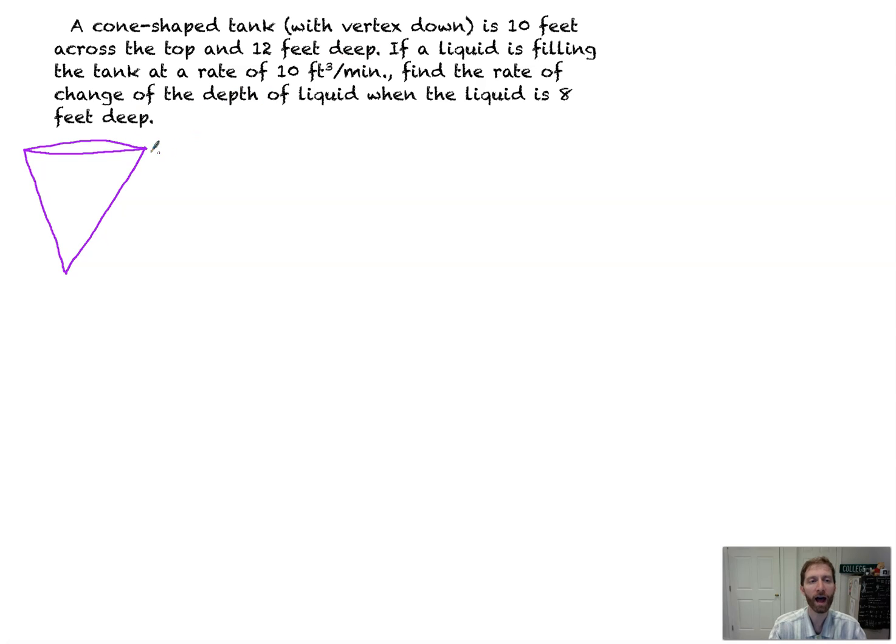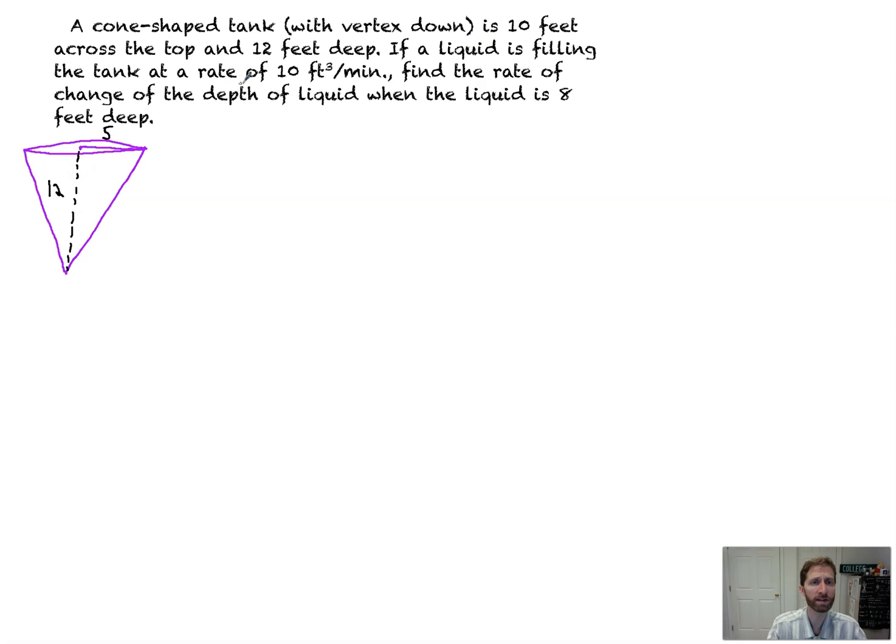And here's the thing, I am going to draw in the fact that it's 10 feet across, which would give it a radius of 5. The reason why I can draw that in there is that these values are constant. The tank is not going to change in size, right? And then you've got this amount right here, which it says it's 12 feet deep. That's constant. So any constants I put in pictures.